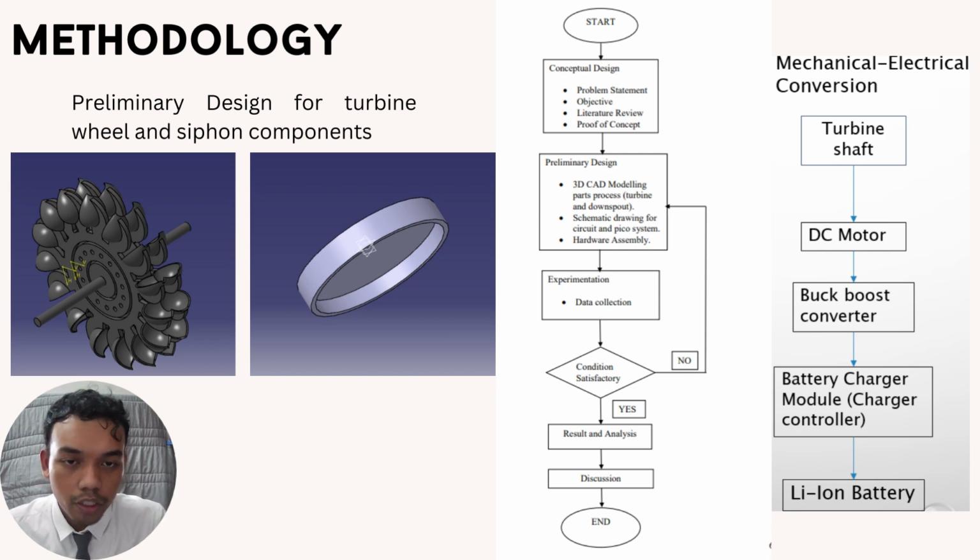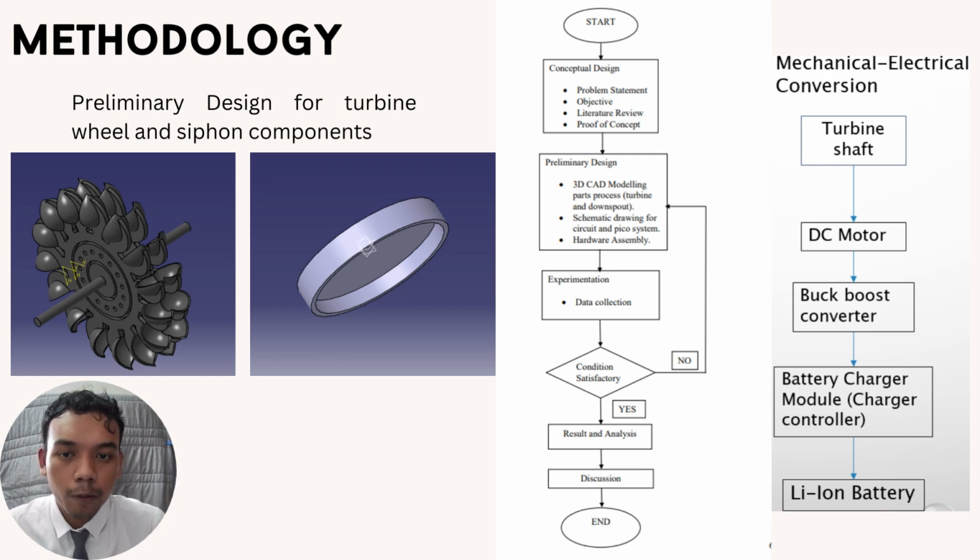So the next step is experimentation. What I'm going to do is create a raw experiment to make sure everything can run smoothly and to see if it is fully satisfied or not. If it fully satisfies all the above conditions, I'm going to go on with the results and analysis. And with the results that we obtain from the experiment, we're going to discuss them later. And that is the last step of my methodology.